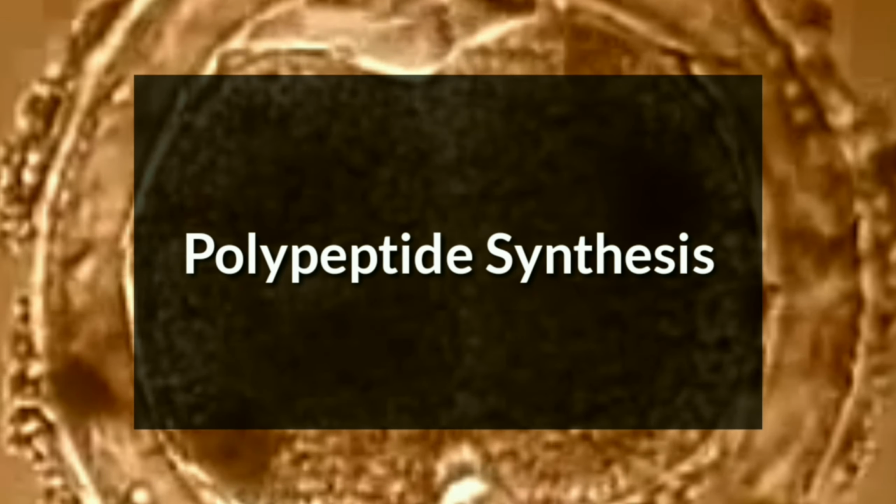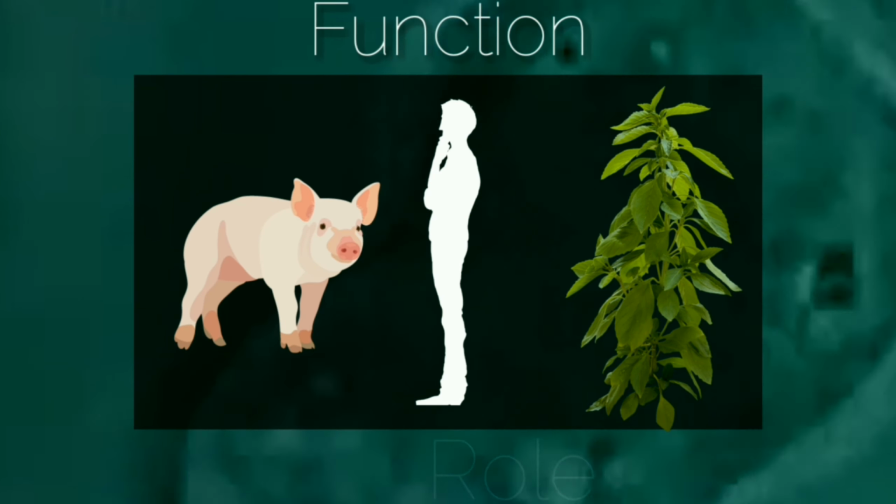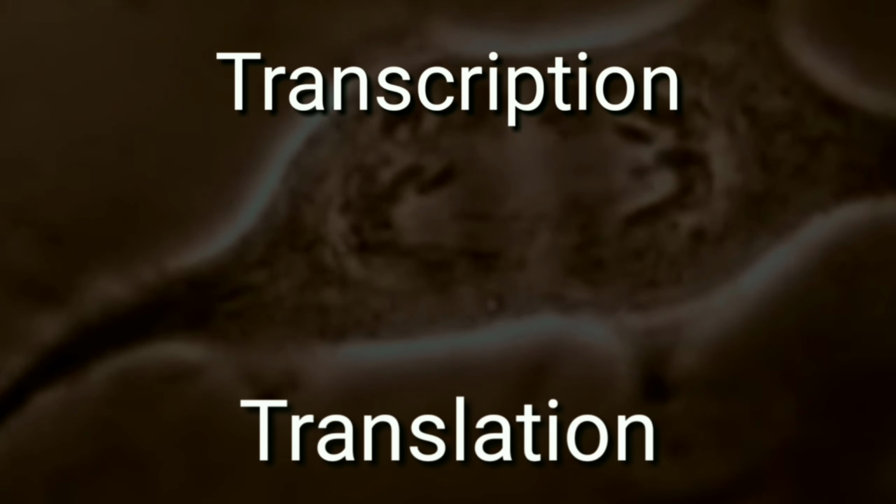Polypeptide synthesis takes place in the cells of a living creature. It helps determine the function or role of each and every cell in an organism. The process can be broken down into transcription and translation.